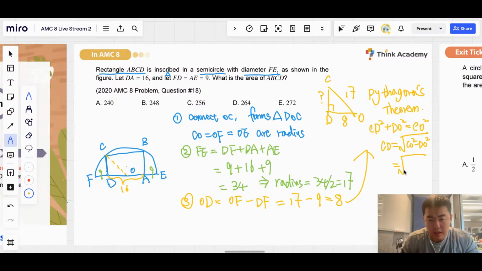CO is the radius, so that's 17 squared, minus DO, which we found to be 8, so 8 squared. And the difference, so what is the square of 17? That's 289. And what is the square of 8? That's 64. And their difference should be 225, right? Okay, that should be 225. So you can actually check my answer. The result is 289 for the square of 17. So if you take a square root of 225, you should get 15. Okay, so 15 is the length for CD.